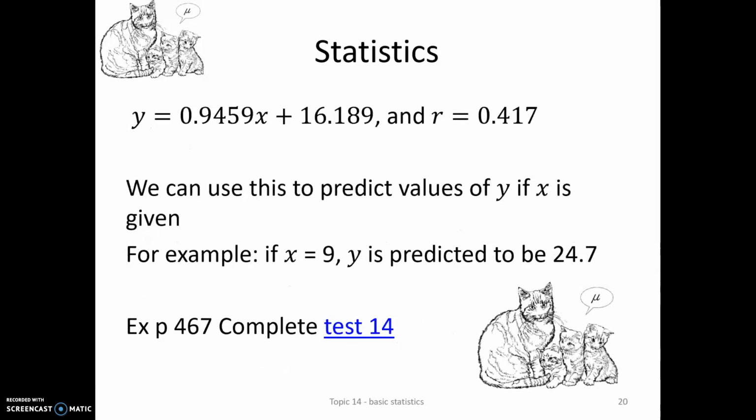So if we do that, we would find that the relationship was y equals 0.9459 times x, and that the R value was 0.417, so a sort of moderate positive relationship. And then what we would do is we would substitute in, say, a value x equals 9 to try and use our line to predict the value when x is 24.7.